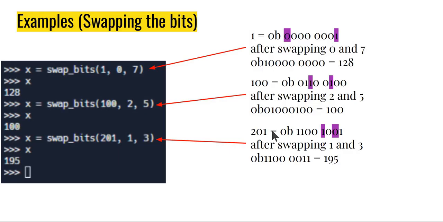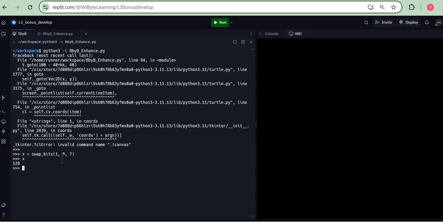Let's test our code. I did, for example, X is swap bits 1, 0, 7. Indeed, I got 128. Let's try the other examples as well. So if I were to do X is swap bits 100, 2 and 5, just some examples anyway, X is going to be 100. And if I were to try my third example, which is 201, 1 and 3, that X is going to be 195. So you can see that the function is working.